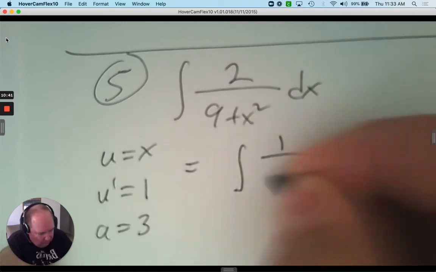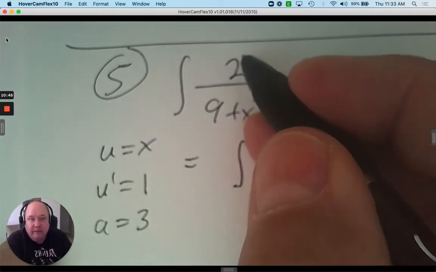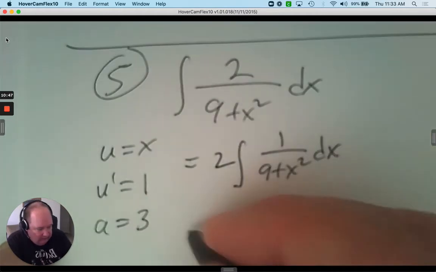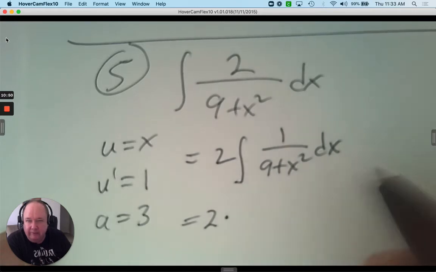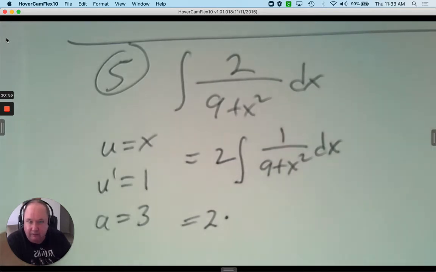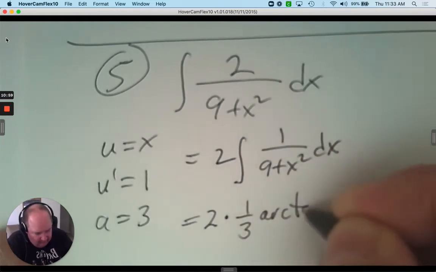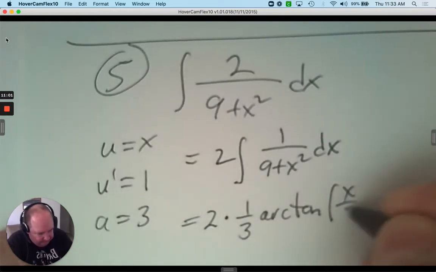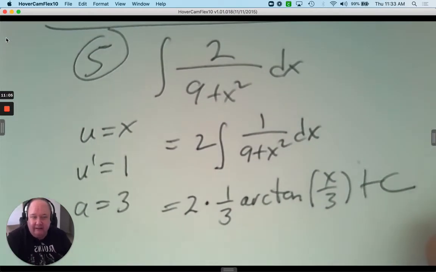So I'm going to write this the way it needs to be. It needs to be 1 over 9 plus x squared. So I need a 2 in front, so it stays the same. So my answer is going to start with 2. The formula for arctangent. Think about it. Press pause and try. Then press play. It's 1 over a, arctan, and then u over a. And that's it. It's an indefinite integral, so you just go plus c.